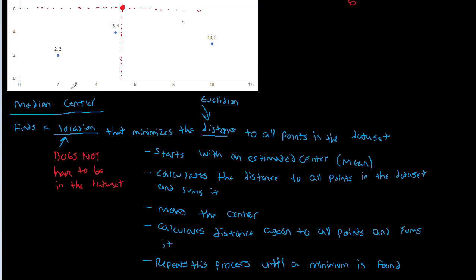Okay. So again, the median center, the idea here is that we're trying to find a location such that the distance to all other points is minimized. It's the best possible solution for minimizing the distance from itself to all other points. And it does not have to be a point in the data set.